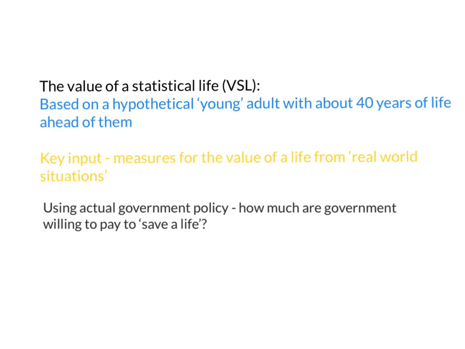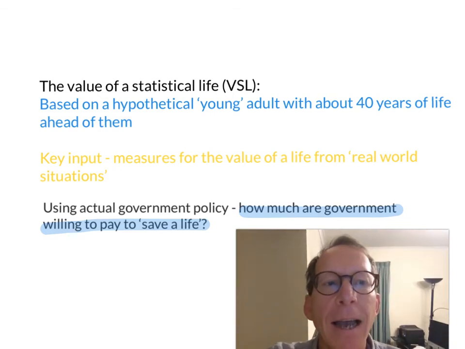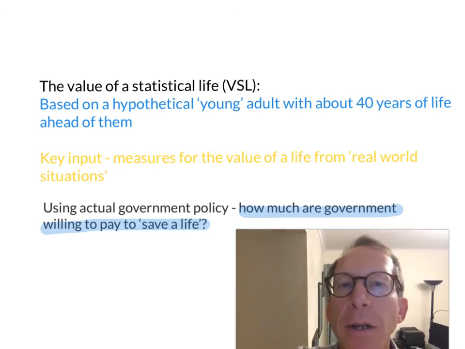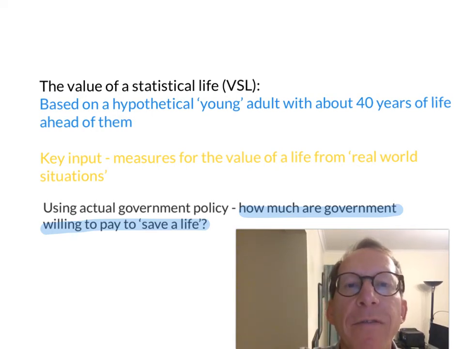A final approach is to use a different form of input, and that's to look at actual government policy. Often government policy will impact lives, and we can use changes in policy and how much those policies cost to try and get an estimate of how much a government is actually willing to pay to save a life. In many ways, this approach makes a lot of sense. As economists, we're often advising government on policy, so it makes sense to use a value of statistical life that actually reflects what governments are willing to spend in terms of policy. Unfortunately, you get the same data problems with this as you get with the other measures.